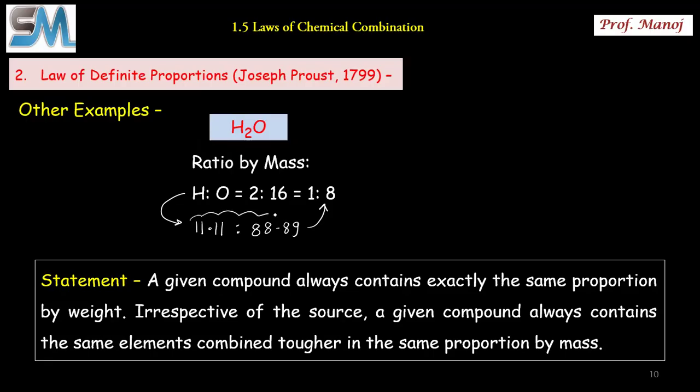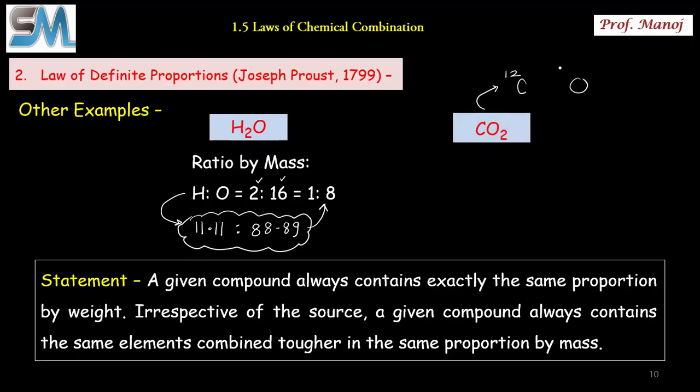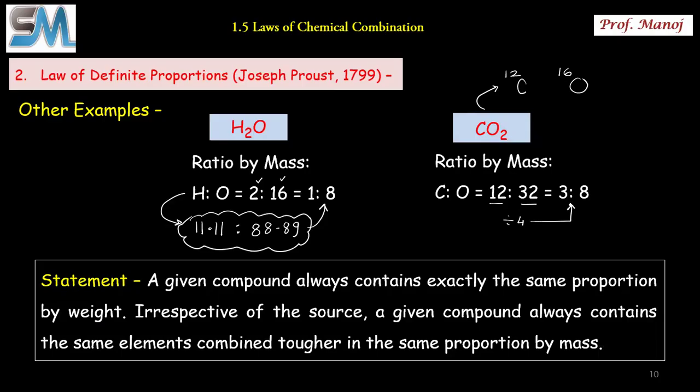So rather than every time taking this kind of complicated calculations, we can simply take atomic and molecular masses. Let me show you with a different example. In carbon dioxide, carbon's atomic mass is 12. Oxygen's atomic mass is 16. So the ratio by mass will be 12 for carbon. Since there are 2 oxygen, 16 into 2, 32. If you simplify this by dividing throughout by 4, your ratio is going to be 3:8.